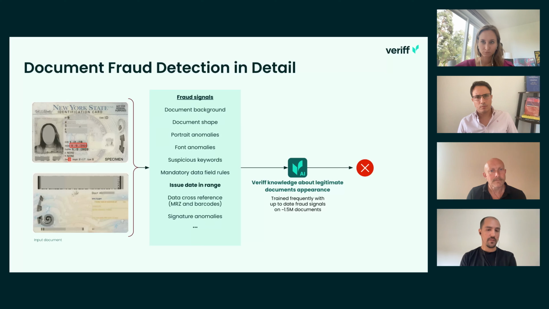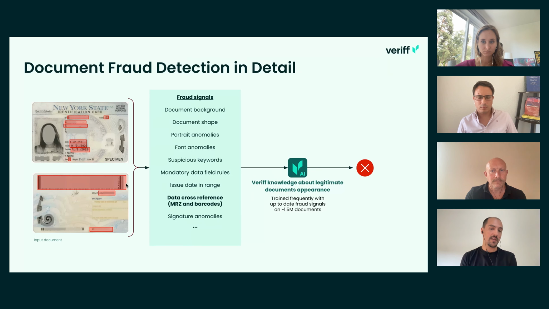For example, similar to this information, we have the issue date range, so we can know whether a particular serial number of a specimen was issued in a given date range, and we can use that as another signal.